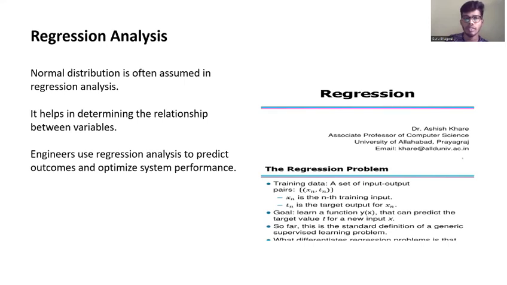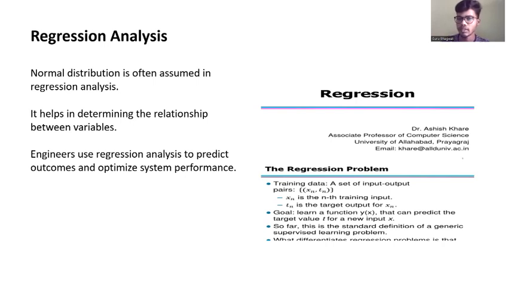Regression analysis is also one of the most important topics in the normal distribution. The normal distribution is often assumed in regression analysis. It helps in determining the relationship between the variables. Engineers use regression analysis to predict outcomes and optimize system performance. This is the main intention of regression analysis. The regression analysis problem is given below.